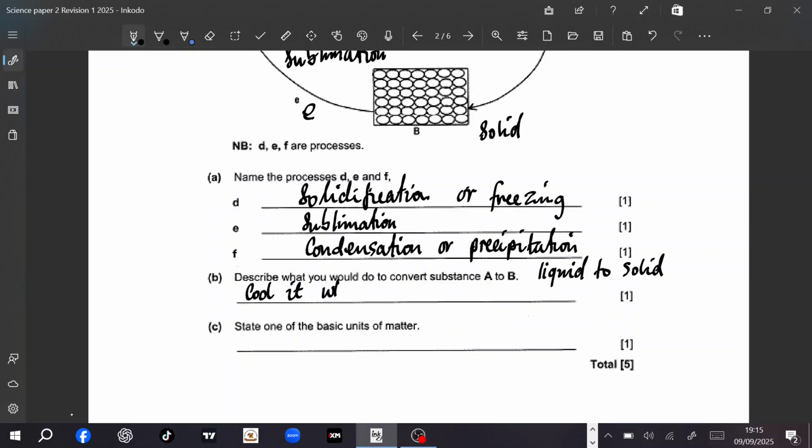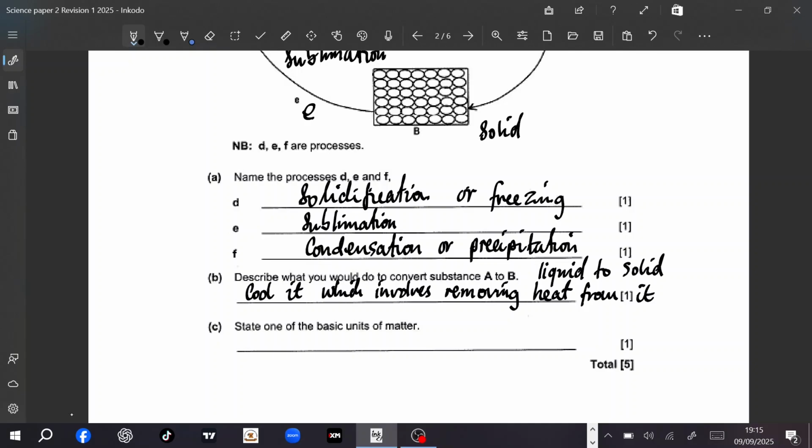Cool it, which involves removing heat from it. So remove heat from it, then it becomes cool.